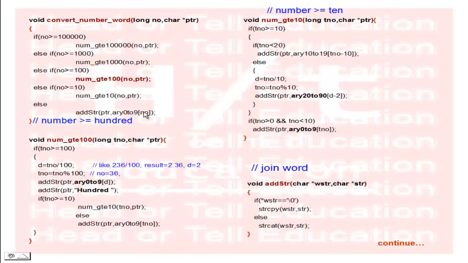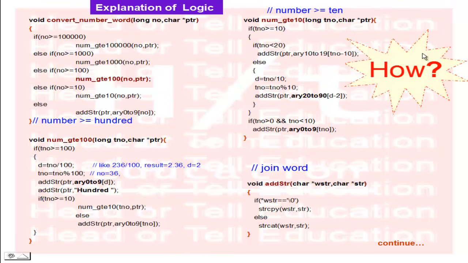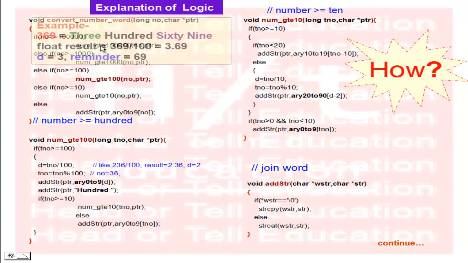Now before completing the header file, we should understand the logic I am using in this header file to convert a number into words. Okay, so this is very important, so let me explain the logic. So how is this possible? Suppose this function is called, and we have a number like 369. Okay, 369, this is our example.